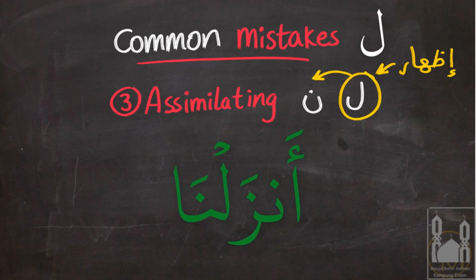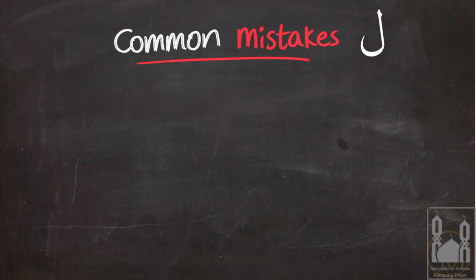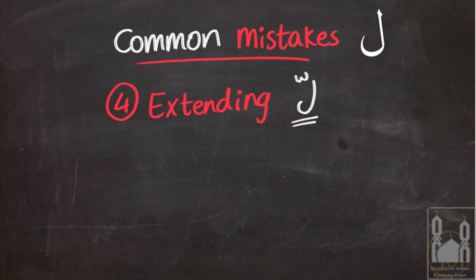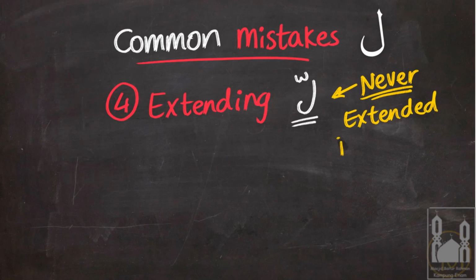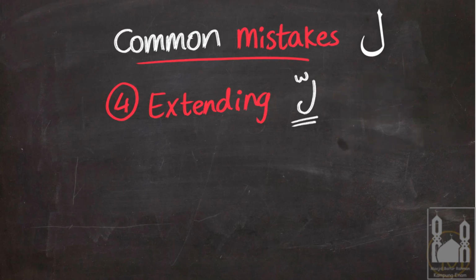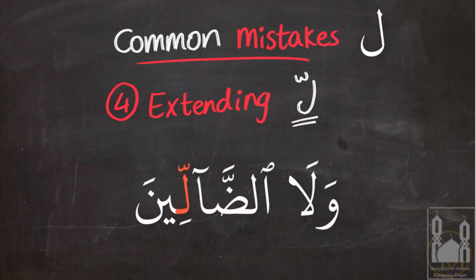The last mistake is elongating the lam when it has shadda. There is no position in the Quran where you should elongate or extend the lam. But some learners tend to mistakenly extend the lam to show the shadda. But that is of course a mistake, and it sounds like this.